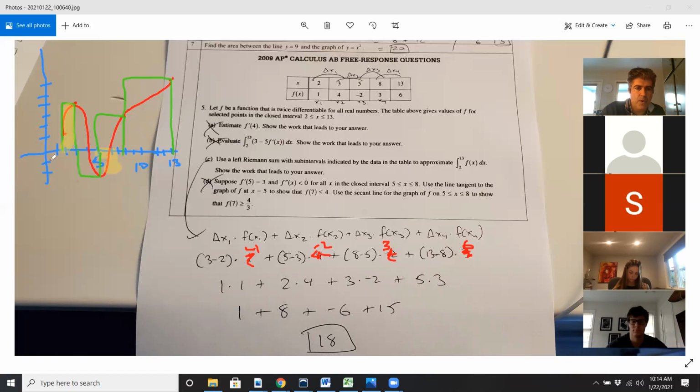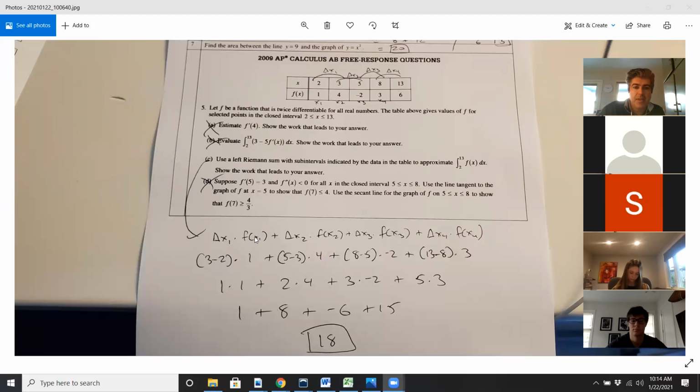So you can see how the first rectangle, if it is a right Riemann sum, is going to have the area of 4, which makes sense because 3 minus 2 times 4 is going to give us 4. Next one's going to be obviously a negative area. Then it's a positive area after that. Then a much bigger area after that. So that's how you treat a right Riemann sum. Great question. Let's talk about another image.